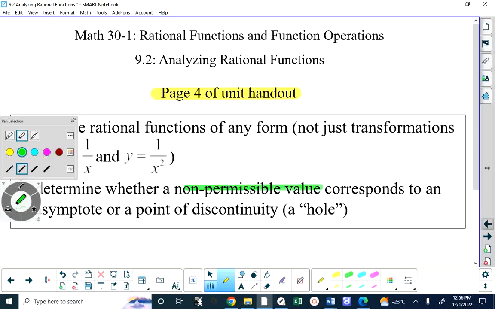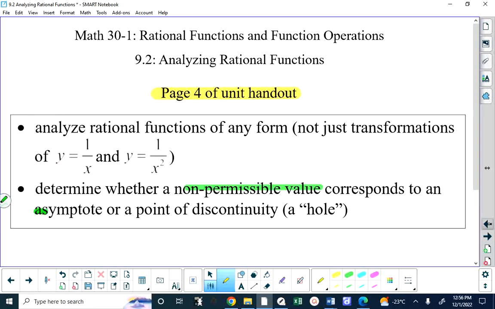And then we're going to be discovering that non-permissible values in an equation could correspond to one of two different things. They could correspond to an asymptote, and it would be a vertical asymptote, or I like the phrase point of discontinuity, but the diploma exam very often just says hole. Okay. I think this is Math 30-1. We should call it what it is. Yes, it is a hole in a graph, but it is more properly called a point of discontinuity.